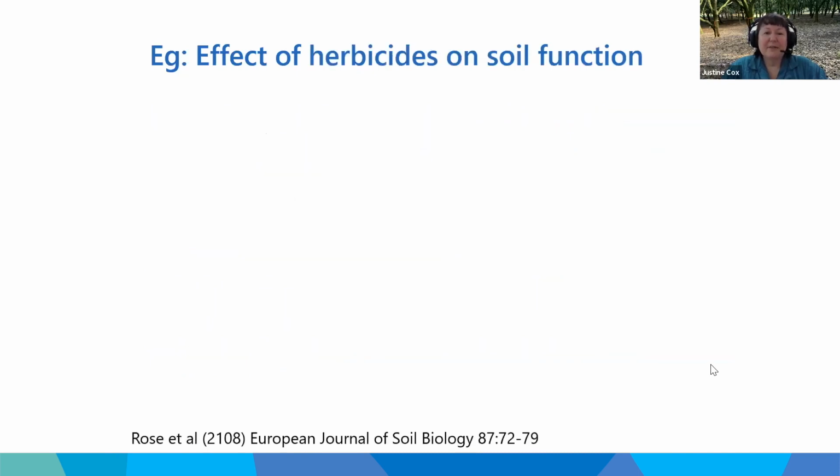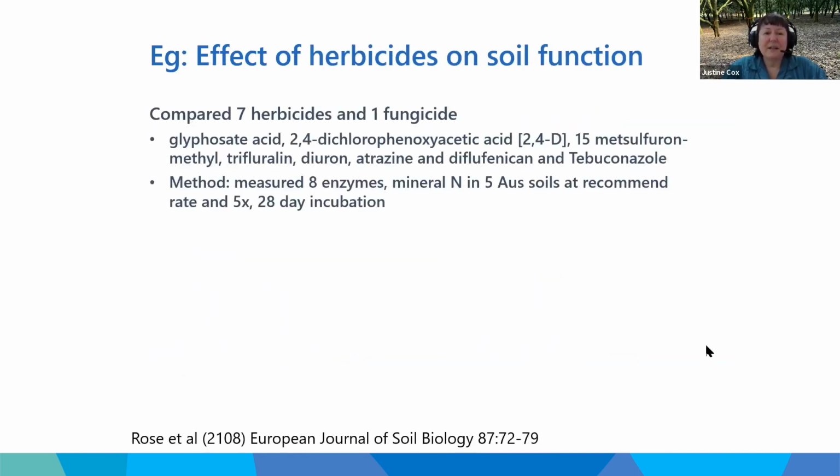And one last one is the effect of herbicides on soil function. Mick Rose compared 7 herbicides and 1 fungicide. They're all of the chemicals there. I'm not going to try and say all of those. And they measured 8 enzymes and the mineral nitrogen, to see what effect it would have on 5 soils at the recommended rate, and then 5 times the rate.